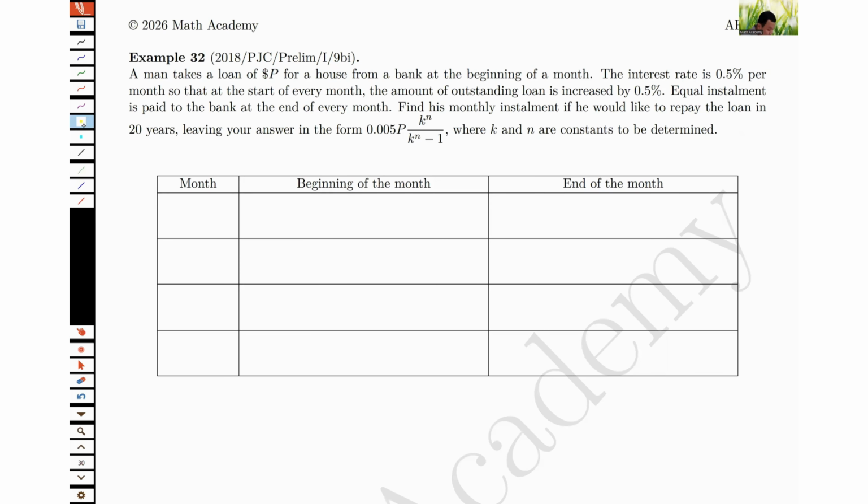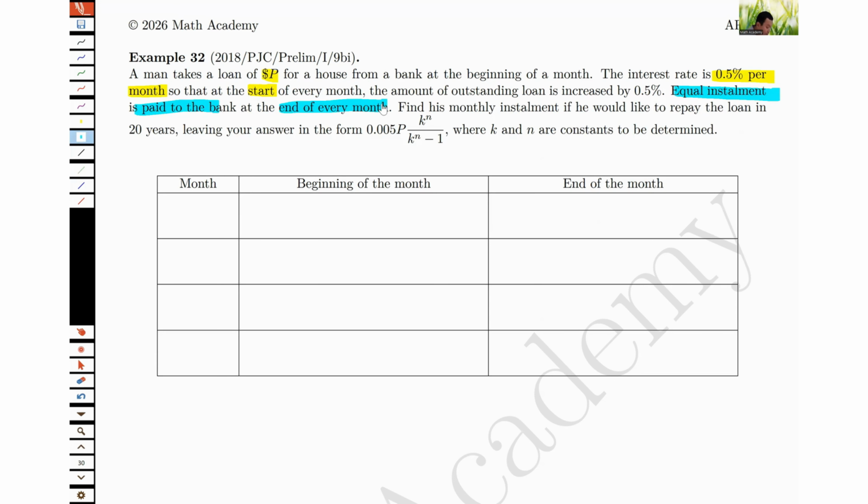Now this man is going to take a loan of $P. This is done at the beginning of a certain month. Interest rate is 0.5% per month. So this problem is about months. This is at the start, so the amount outstanding will therefore increase by 0.5%. And then they will take equal installments paid to the bank at the end of every month.